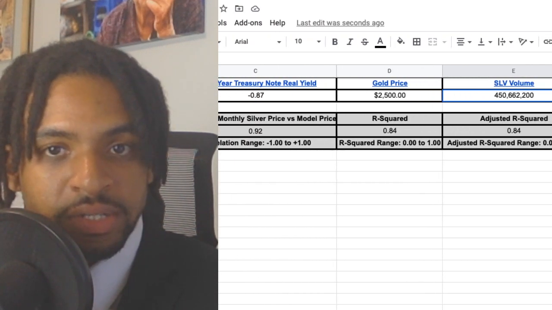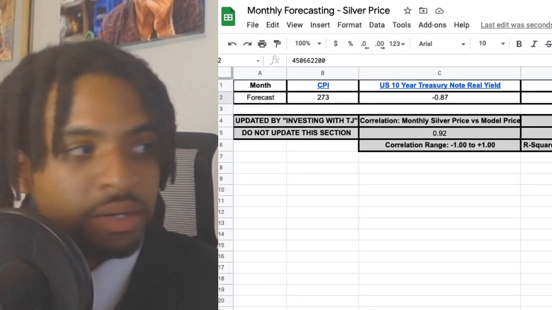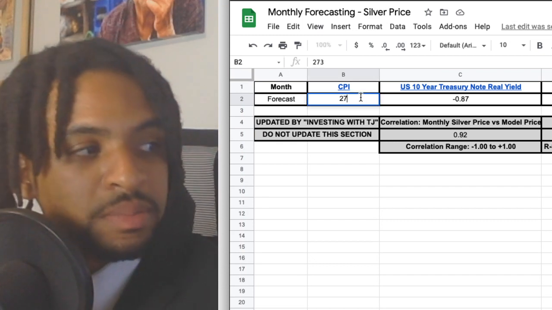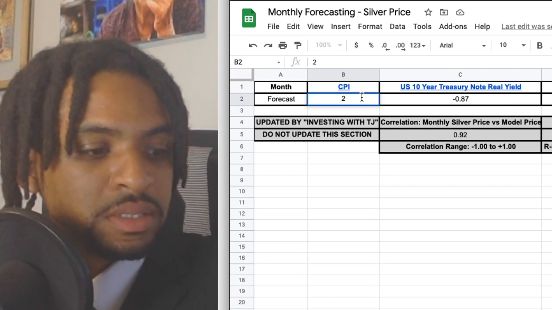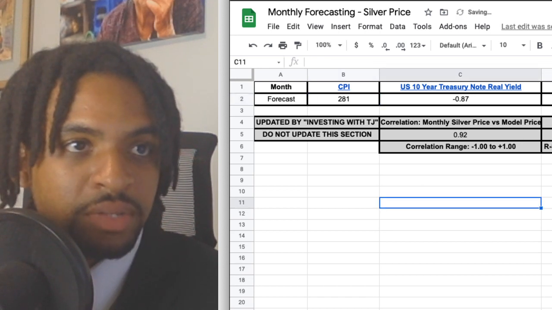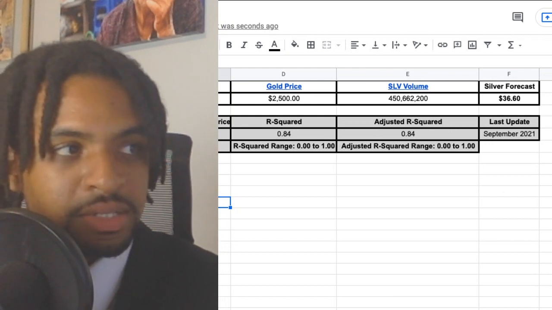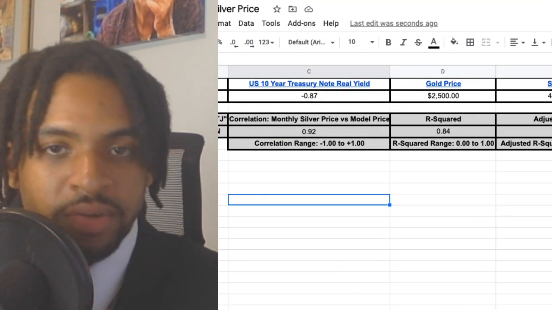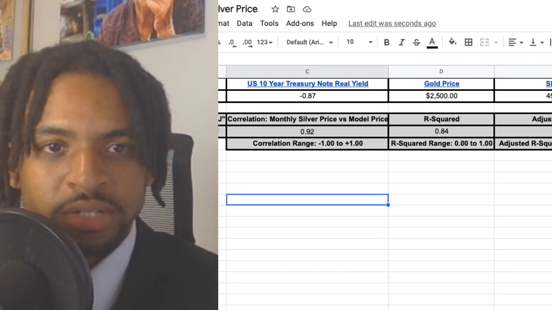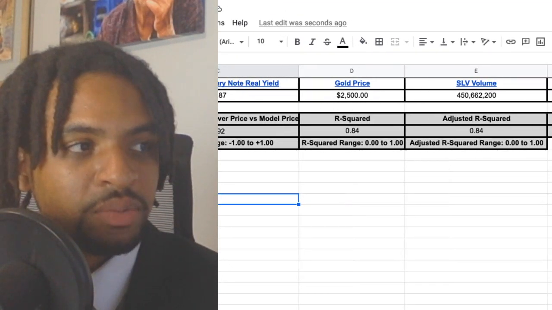Basically saying that everything else is controlled and stagnant. SLV volume is there, real yield is there. CPI will likely increase. So let's see if we can moderate this a bit and make CPI, let's say, 281. Again, I'm just kind of pulling numbers out of the air, but this is what makes it fun. And then it brings it down to about $36.60 relative to a $2,500 gold price, which honestly, if we take a look at where gold and silver have been moving recently over the last few years, it actually seems like it would make sense, lockstep with one another.